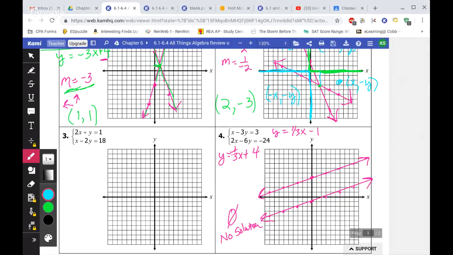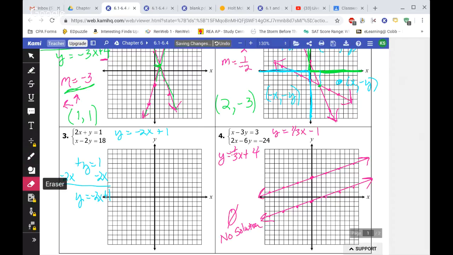All right, so let's get that in slope-intercept form. We have 2x plus y equals 1. So to get it in slope-intercept form, we have to subtract 2x from both sides, because you can't just bring it over. So now we have y equals -2x plus 1. So that's in slope-intercept form now. And now we'll work on that second one to get it in slope-intercept form.